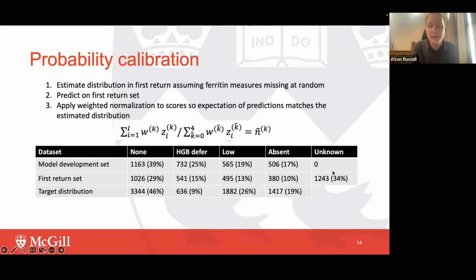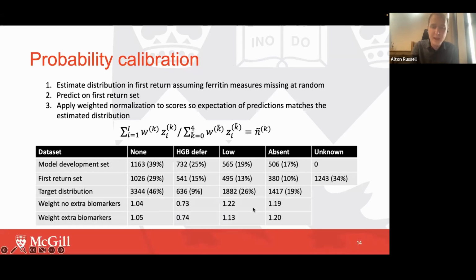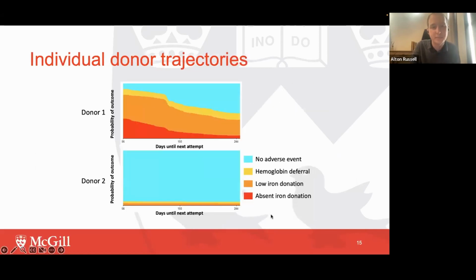So based on this, we assume that these unknown outcomes were distributed proportionally across the none category, low and absent iron stores. And based on that, we can generate a weight. So we basically take the raw risk scores from the uncalibrated model, we weight them by these weights, and we get our calibrated estimated probability of each outcome. And you can see that we downweight hemoglobin deferrals and we upweight low and absent iron store donations.